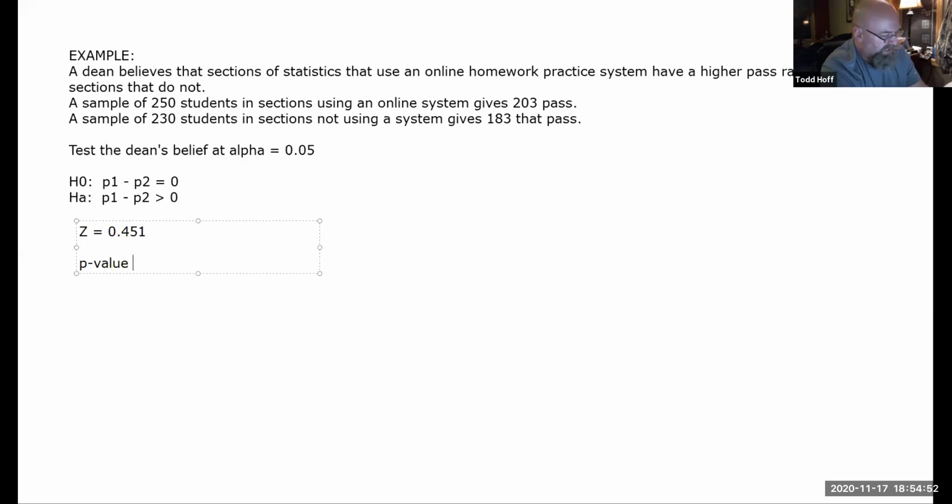But the p-value tells us how consistent it was. It's 0.326. That's a high p-value. It's saying it's pretty consistent that if the null hypothesis were true, that there is no difference, there's a pretty good chance of still getting a difference as large as what we had.